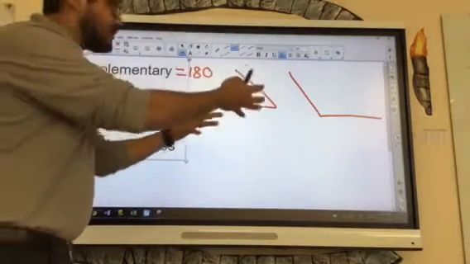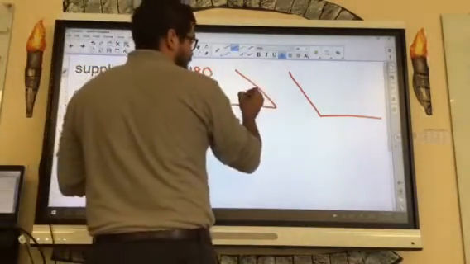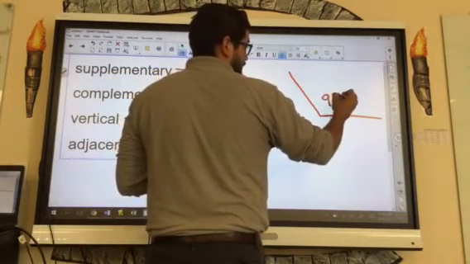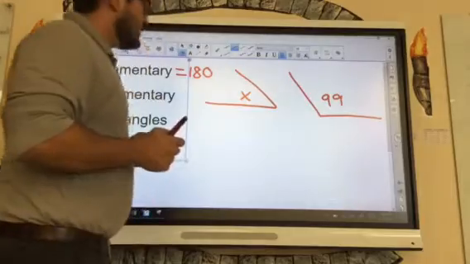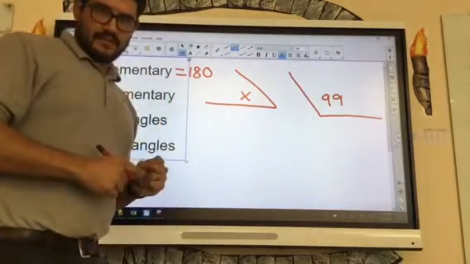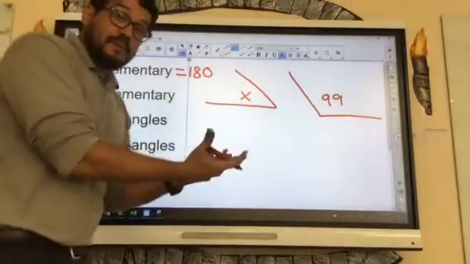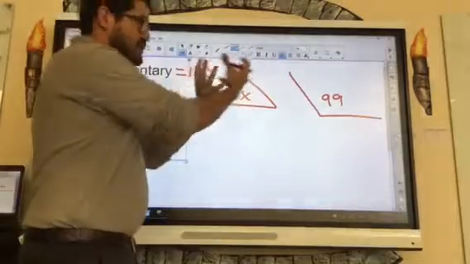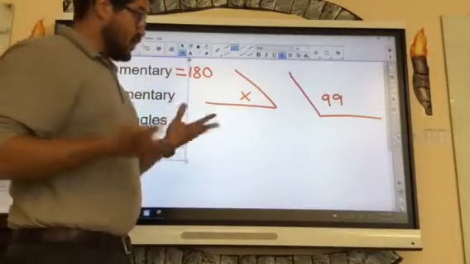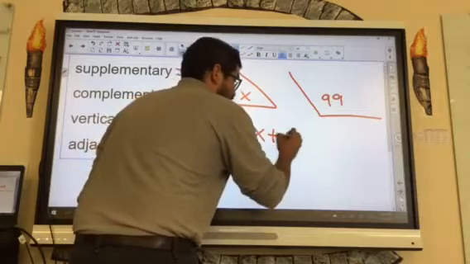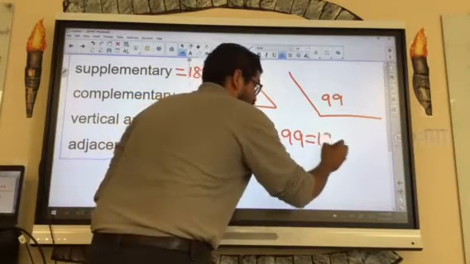So they're not going to tell you what it equals. They're going to say like, this is X and this is 99. Okay? So they're going to say these two angles are supplementary. Solve for X. Okay? So if you don't know that supplementary means 180, then you don't know what to do. But now that I've told you when you put these lines together, they equal 180, then X together with 99 equals 180.